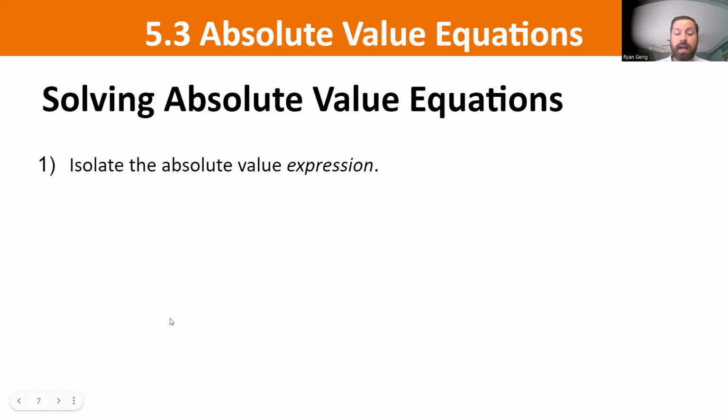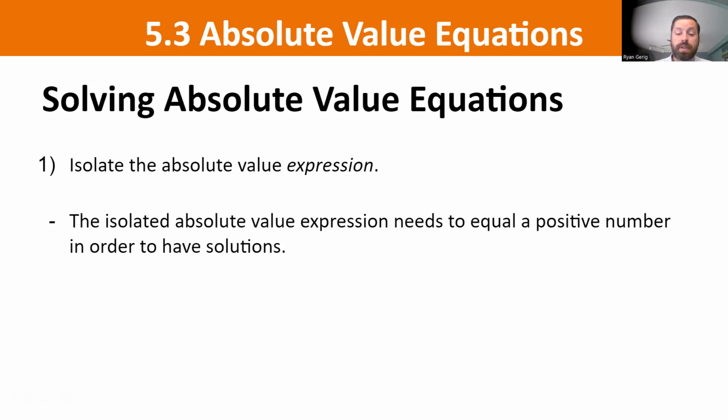Now, when we're solving absolute value equations, we still want to isolate something. However, we're isolating something else. We're not isolating the variable yet. We will, but not yet. What we're isolating first is the absolute value expression. We're isolating whatever's inside those bars. Okay, and one thing I want you to note, the isolated absolute value expression needs to equal a positive number in order to have solutions. We'll talk about that in a little bit.